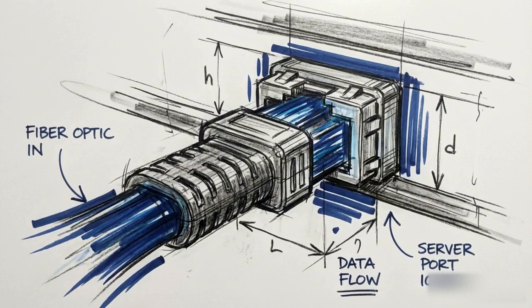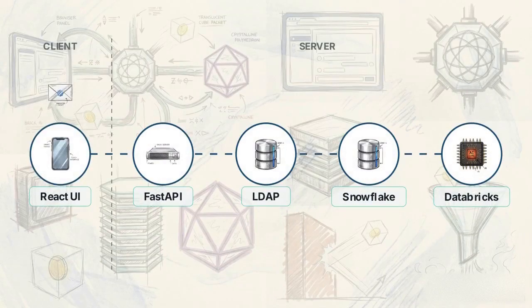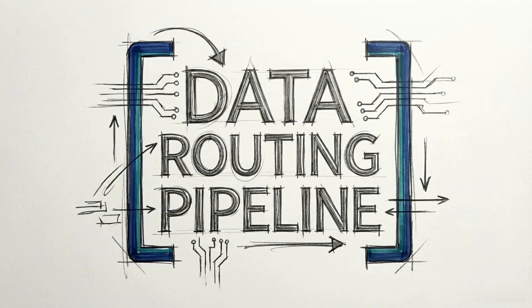To understand how this works in practice, we are going to trace the exact lifecycle of a single user request. We will follow the data packet as it travels across these 5 specific services. Tracing this sequential data flow reveals how the system manages the competing requirements of identity, storage, and external compute.